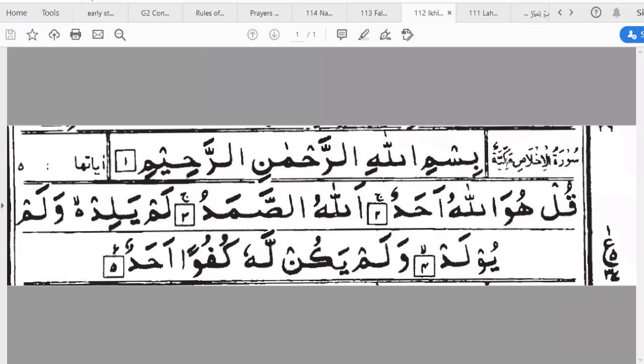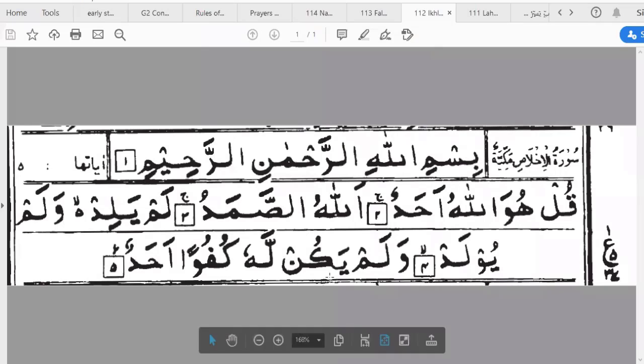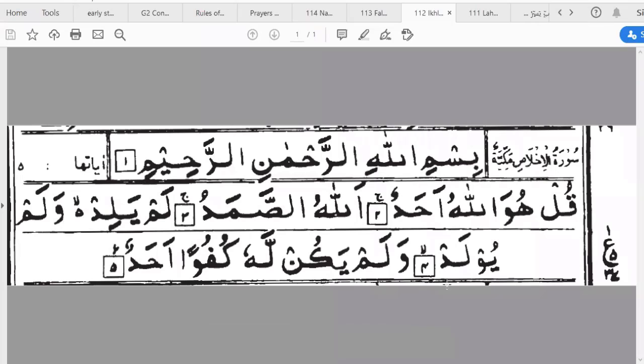All right, so I would like you to recite this chapter over here, Surah Al-Ikhlas. And while you're reciting, please keep in mind all the rules that you've learned so far and try to put them in your recitation as much as you can. So please start with your tasmiyah and start whenever you're ready.